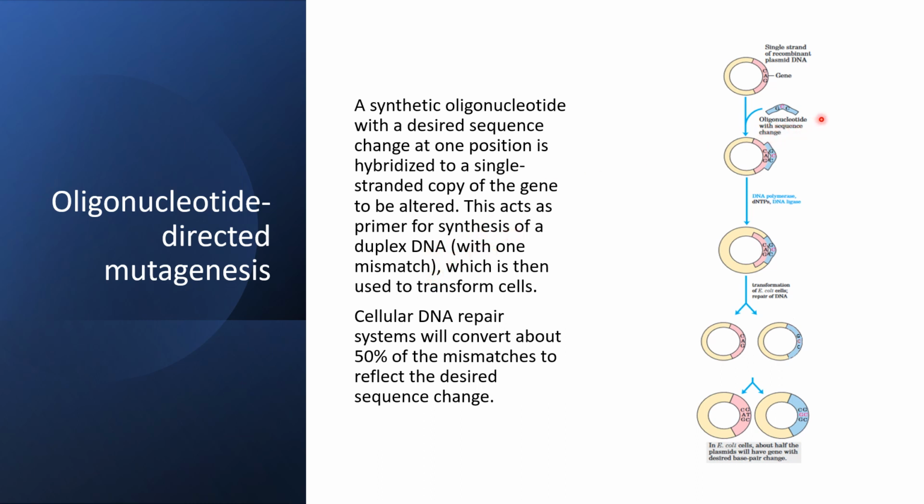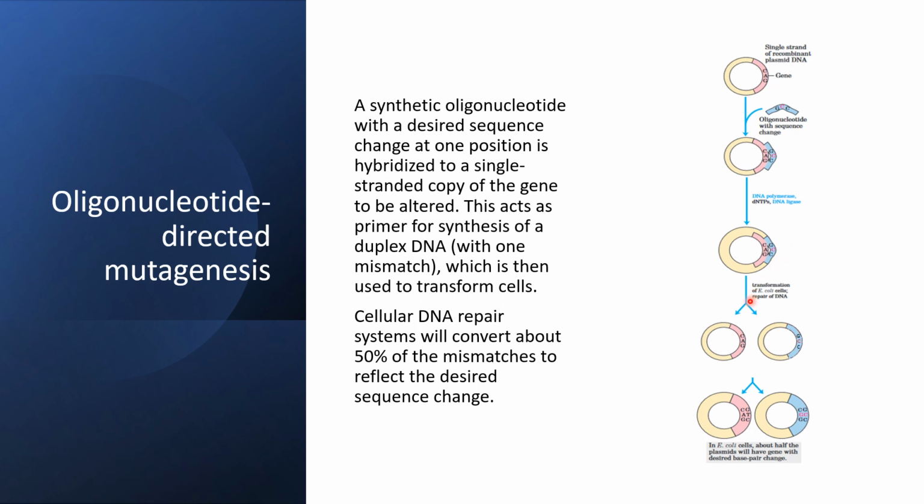This oligonucleotide fragment that we talked about works as a primer that is hybridized to this single-stranded recombinant plasmid DNA. And when this acts as a primer to create that duplex DNA, there is a mismatch here because there was a change in nucleotide that we caused here. As a result, there is a C beside A, whereas there was supposed to be a T beside A. So this is a mismatch. So the cell wants to repair this mismatch.